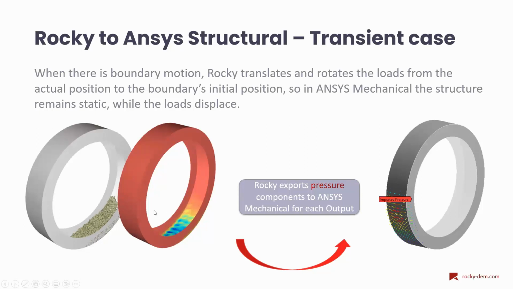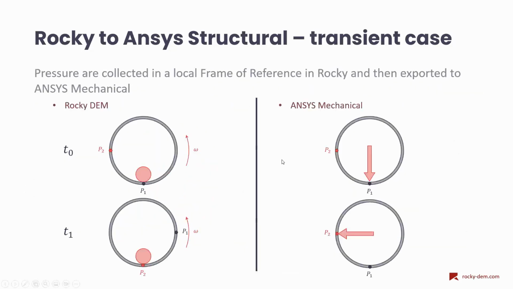It's very common to have boundary motions in Rocky, and this behavior should be correctly captured inside Ansys Mechanical. To enable this behavior, Rocky will translate and/or rotate this load back to the original position of the geometry so that this geometry remains static in Ansys Mechanical. So let's take a closer look at how this works.